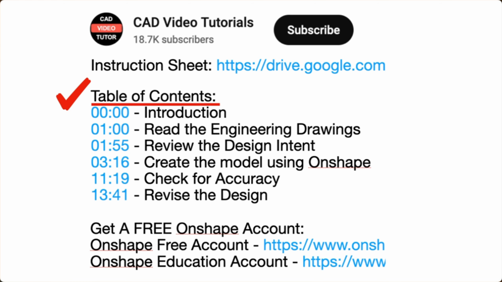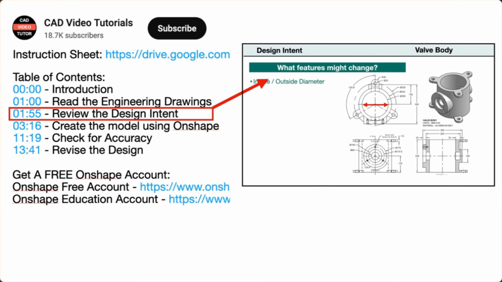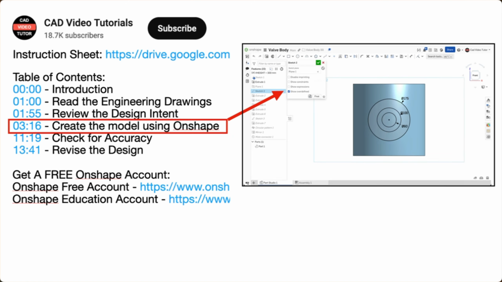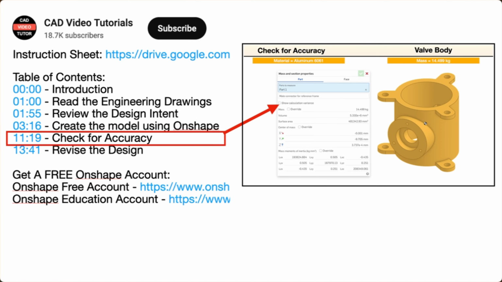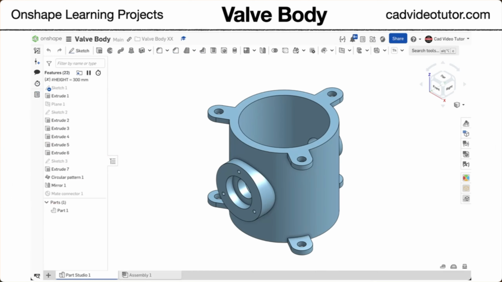The video instruction is organized into 5 segments. In Segment 1, you will read the engineering drawings. Segment 2 will establish the design intent. In Segment 3, you will create the part model using Onshape. Next, you will check the accuracy of your model by checking its mass properties. Last, you will check the design intent by making changes to the model to see if it will update correctly. Now you are ready to begin the project.